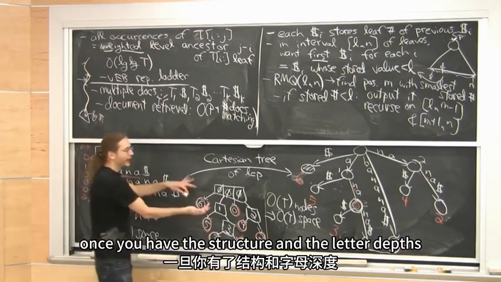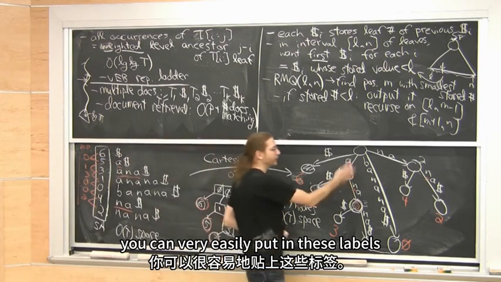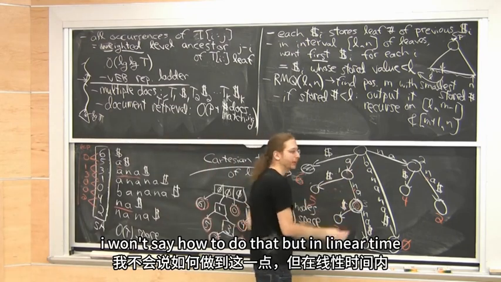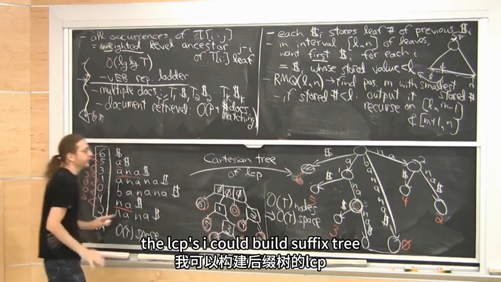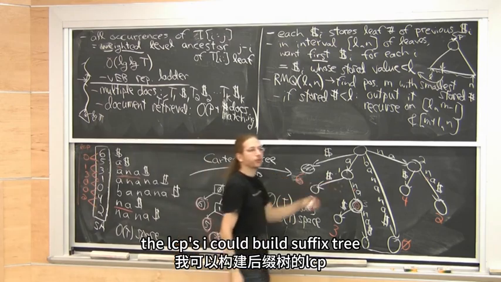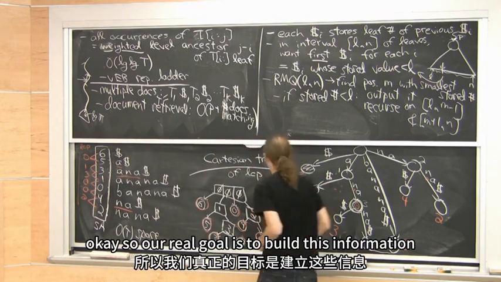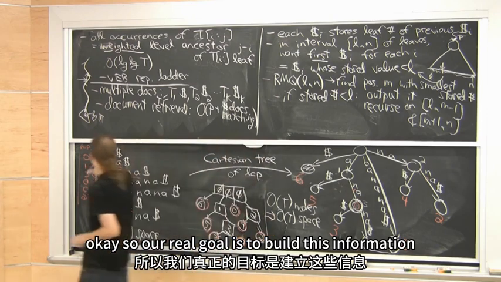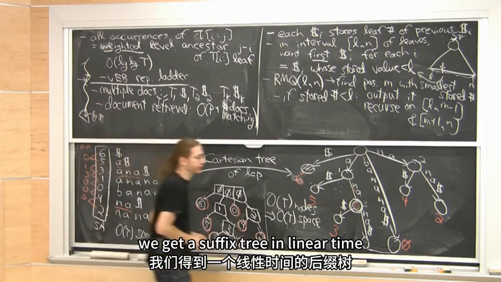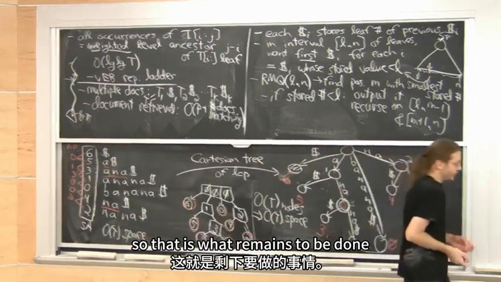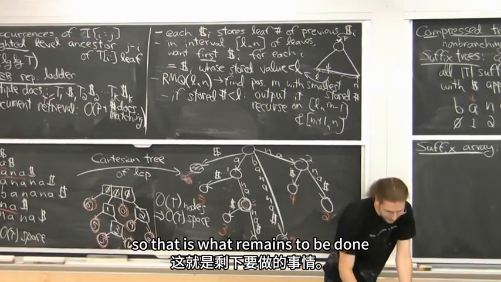Once you have this structure and the letter depths, you can very easily put in these labels. I won't say how to do that. But in linear time, if I could build the suffix array plus the LCPs, I could build the suffix tree. Okay, so our real goal is to build this information, these 2 arrays. If we could do it in linear time, we'd get a suffix tree in linear time. So that is what remains to be done.